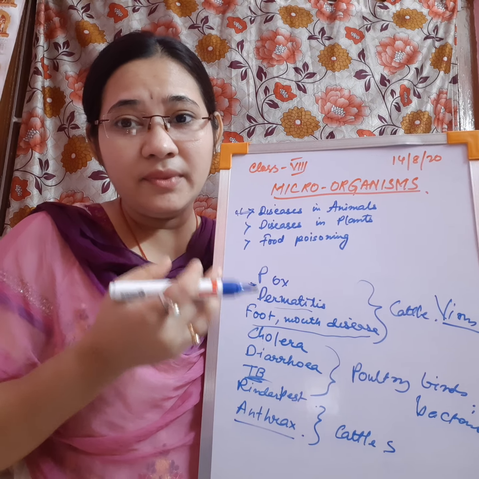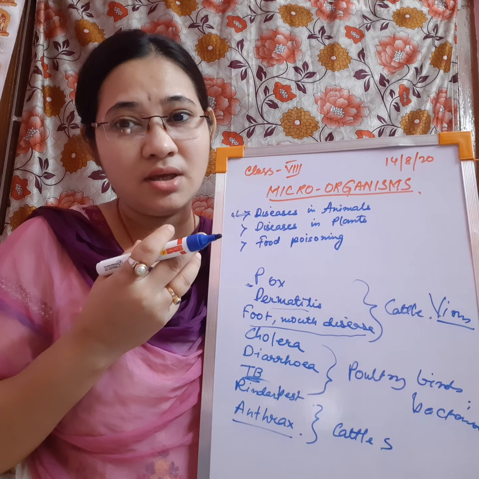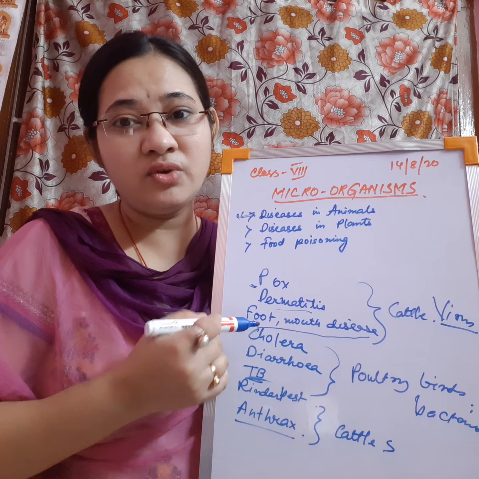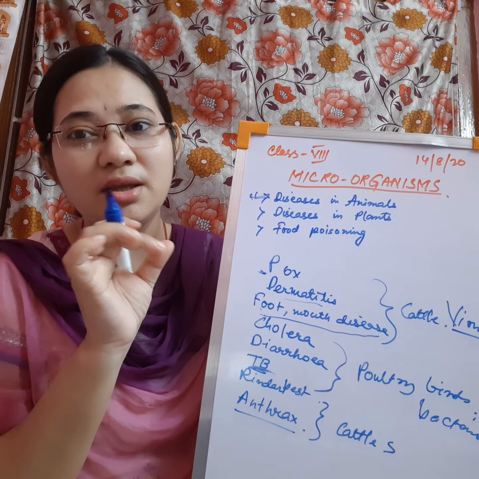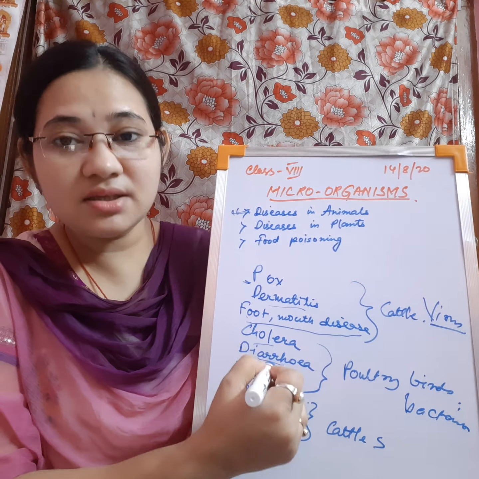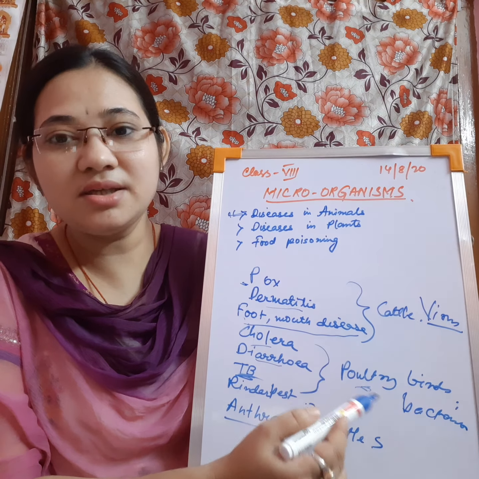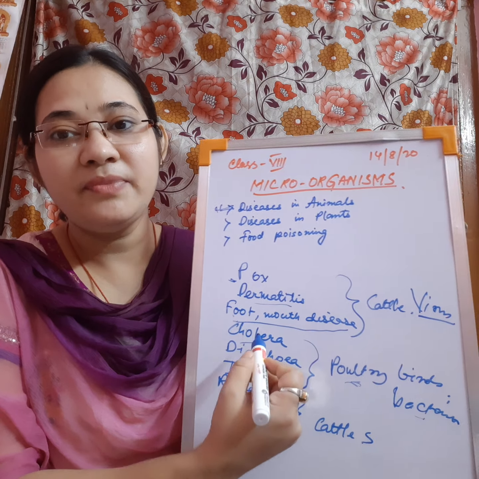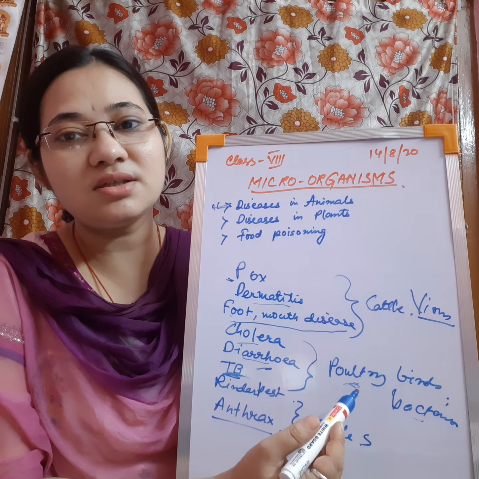The cattle secrete a lot of saliva throughout the day, and that saliva is infected with the virus. If some other organism comes in contact with the saliva, they will also get foot and mouth disease. The foot becomes reddish and sores are seen on the feet. Cholera and diarrhea are diseases of the alimentary system, caused in poultry birds by bacteria. They are related to the alimentary canal, that means the digestive system of poultry birds.